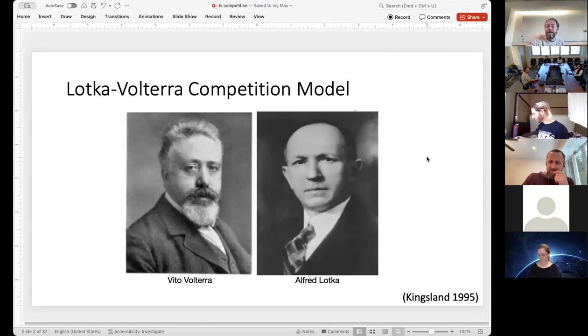If you want to read more about it, there's a book on the history of population ecology by Sharon Kingsland, which is a really nice read. And I'll send these slides around somehow too, so you don't have to take notes if you don't want to.